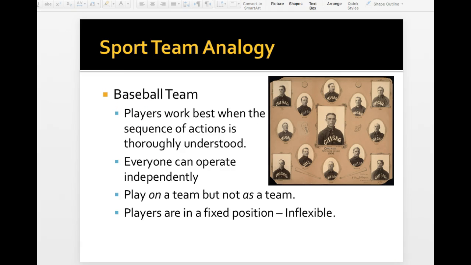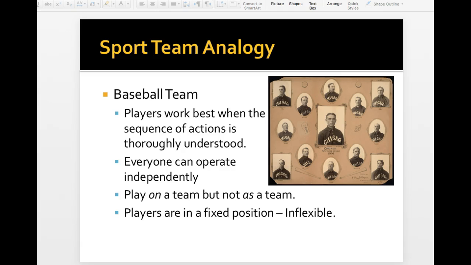The second analogy is the baseball team. In this team or group, you have players who work best when there's a sequence of actions. Think about how scripted a baseball game can be, right? If you hit it to far left field, then there's a most probable place to throw it infield, like to second base. Or if it goes too far along, there's certain places to throw the ball. There's a sequence of events that is understood.